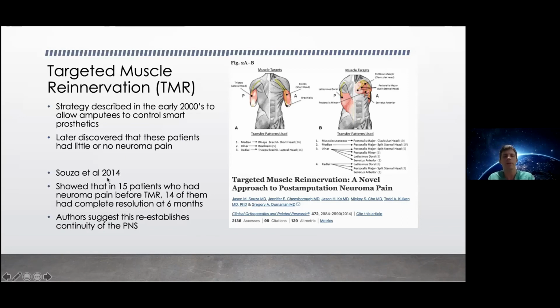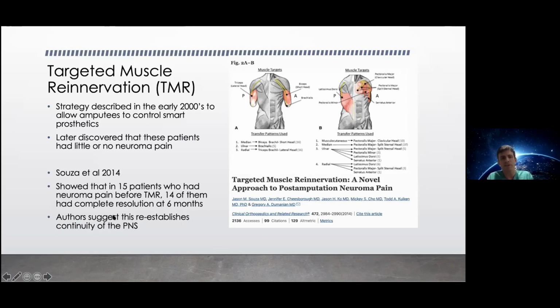So in a publication from 2014, they showed 15 of the patients who had neuroma pain before TMR, or targeted muscle reinnervation. That's what this is for the control of the smart prosthetics. So 15 of these patients they looked at who had horrible stump neuroma pains, 14 of them had complete resolution of their pain, and the other one was able to significantly cut down on analgesics.